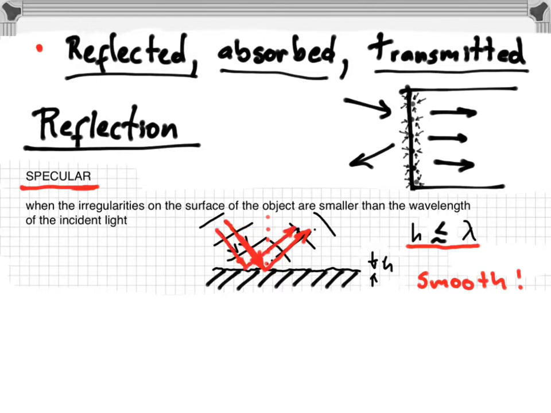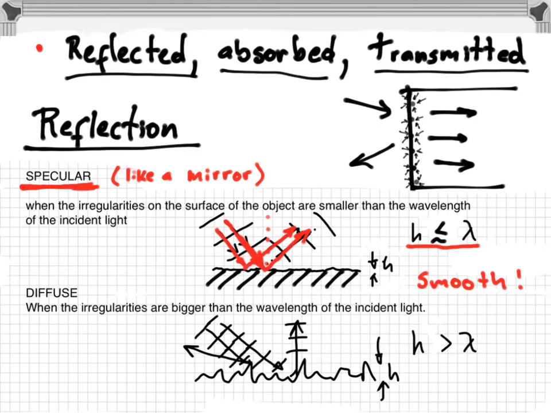And a light ray that is parallel to the previous one will reflect in the same way. So it's easy to predict in what direction the light rays are going to be bounced off the surface when the surface is smooth. So we call this specular reflection. The word specular comes from a Latin word that means like a mirror.